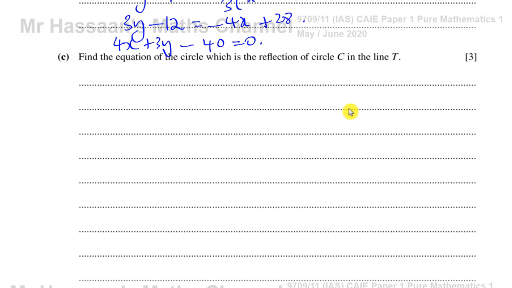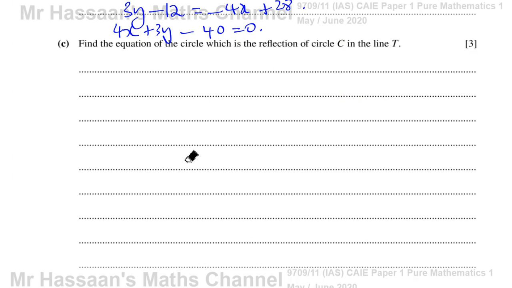Now for part C, here you have to do a bit of thinking. It says find the equation of the circle which is the reflection of circle C in the line T. So I'm going to just draw my line T. I'm going to draw a circle. Oops, I don't want a triangle, I want a circle. I'll make it a bit smaller so we can see what's happening.